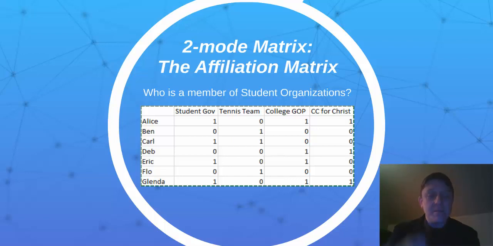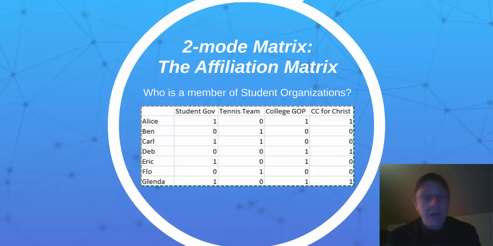So we know Alice is a member of the student government. She is a member of the college GOP. She is affiliated with the Campus Crusade for Christ, but not the tennis team. Well, we could do that same report for not just Alice, but for Ben, for Carl, for Deb, for Eric, for Flo, and for Glenda. And notice there's a lot of information to report.